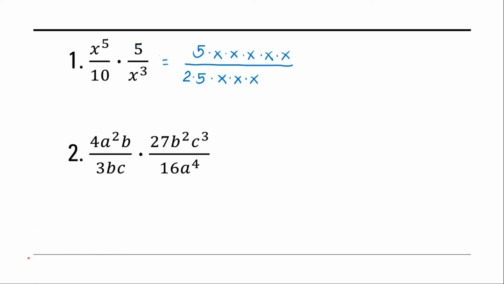So, what are those common terms na pwede nating i-cancel out? We have 5, and then we have x, x, and another x. For the numerator, we have x squared over 2 for the denominator.